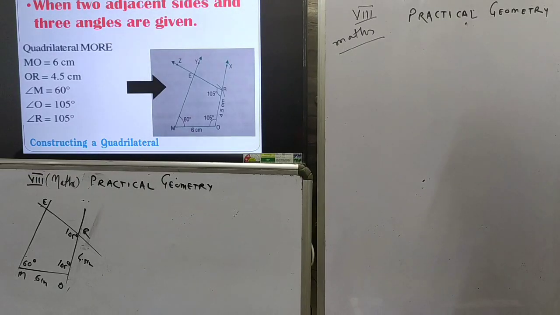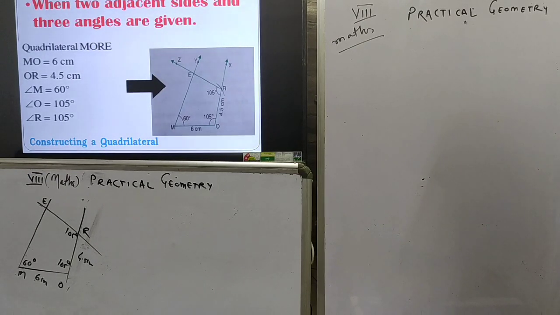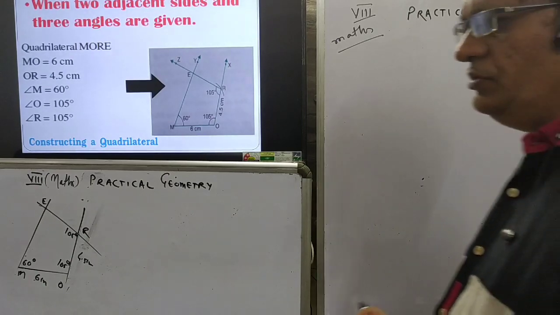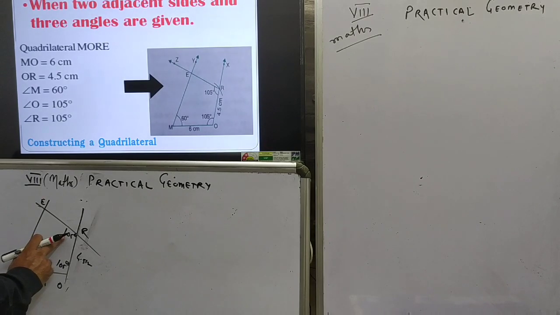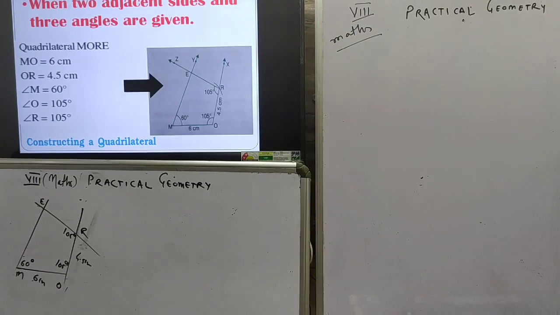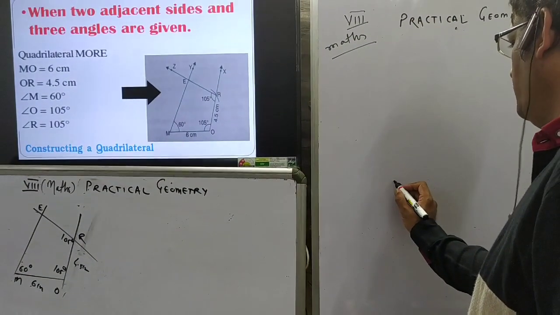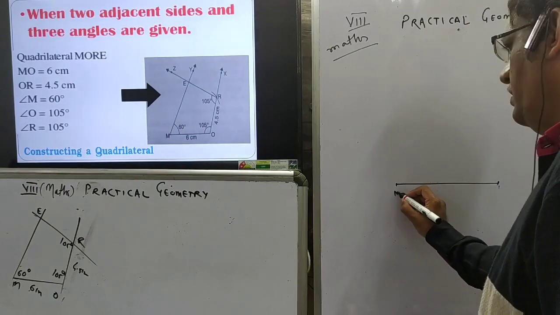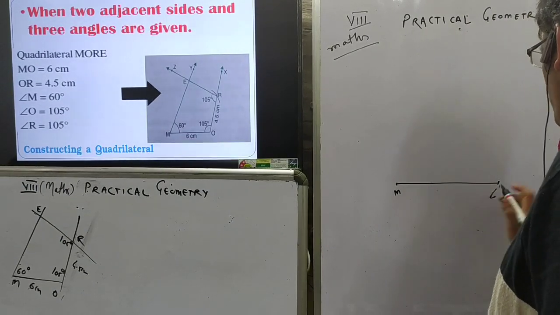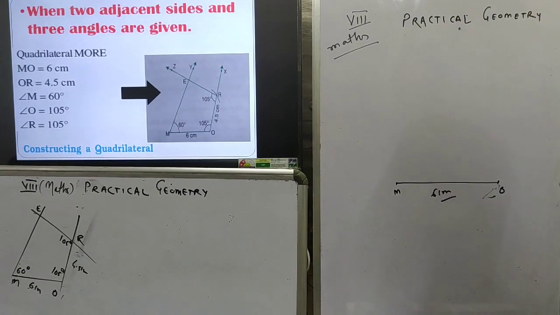Now, how to construct this quadrilateral MORE when two of its adjacent sides and three angles are given. So first of all, what we do? We do the rough diagram. Here this angle is 60 degrees, this is 105 degrees, this is 105 degrees, and these two sides are given. So first of all, we construct this segment MO, that is equal to 6 centimeter.